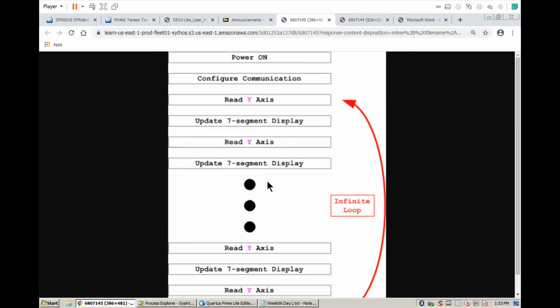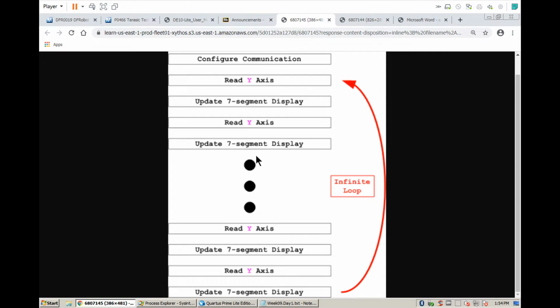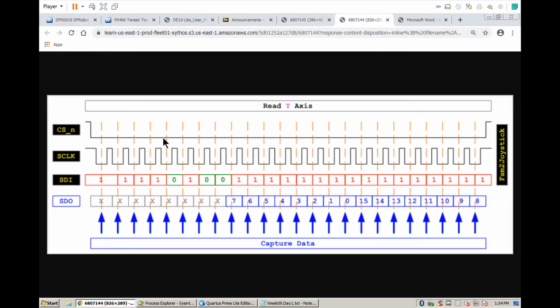Something is not right here. This is not the right sequence. It should be x-axis, y-axis. I think it's a typo. It should be x-axis and y-axis, not y and y. I'll fix this. All right. So the sequence is get the x-axis, update the 7-segment display. Get the y-axis, update the 7-segment display. So the new command is how to read the y-axis.